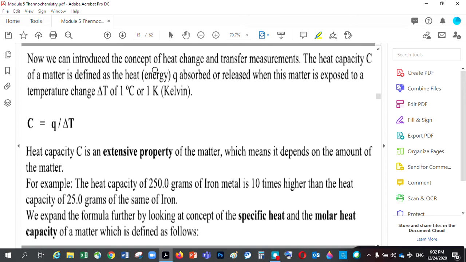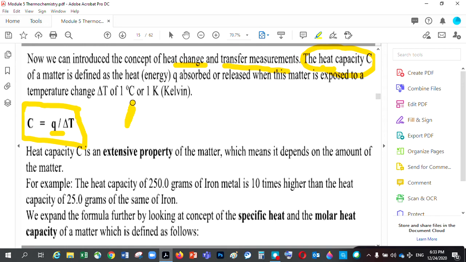And now let's introduce ourselves to the concept of heat change and transfer measurements. We have the heat capacity. Heat capacity is defined as heat, the energy Q, correct? Absorbed or released, whether exothermic or endothermic, divided by, by definition, the temperature change.